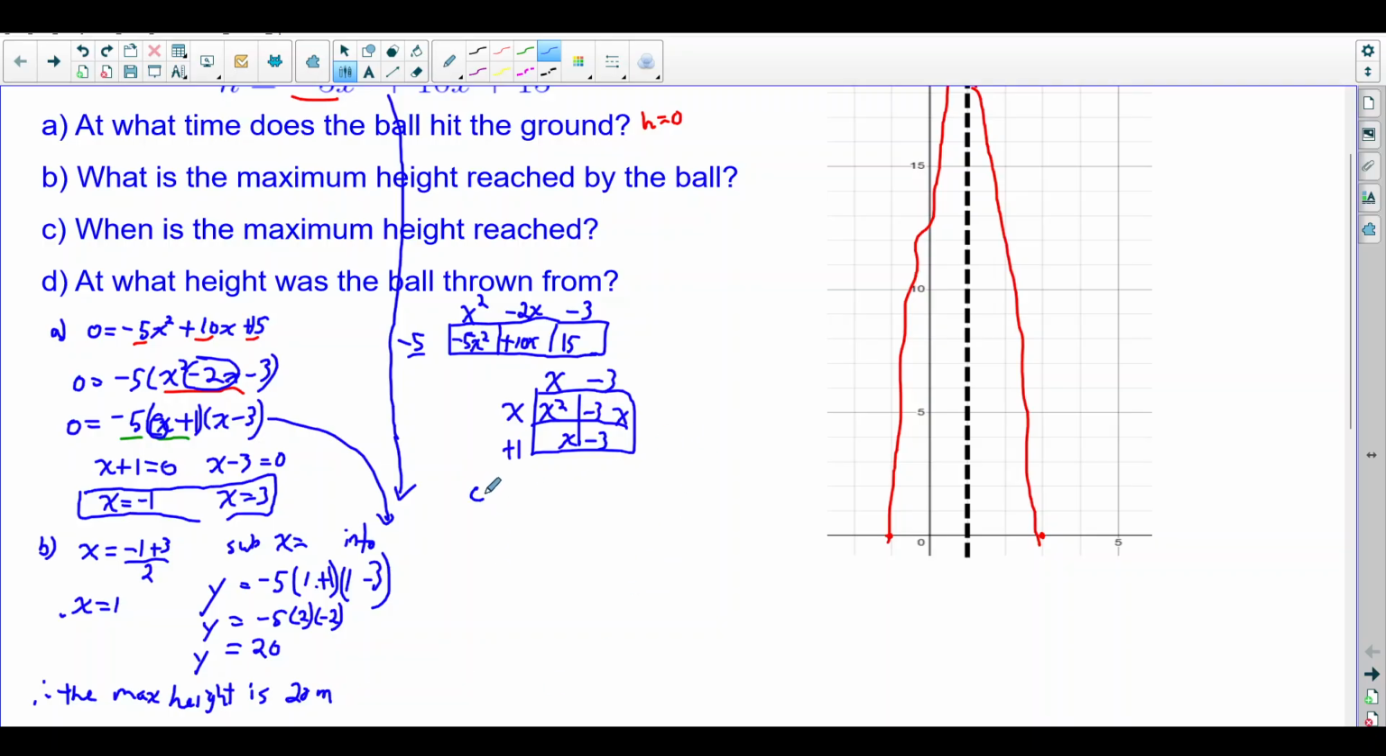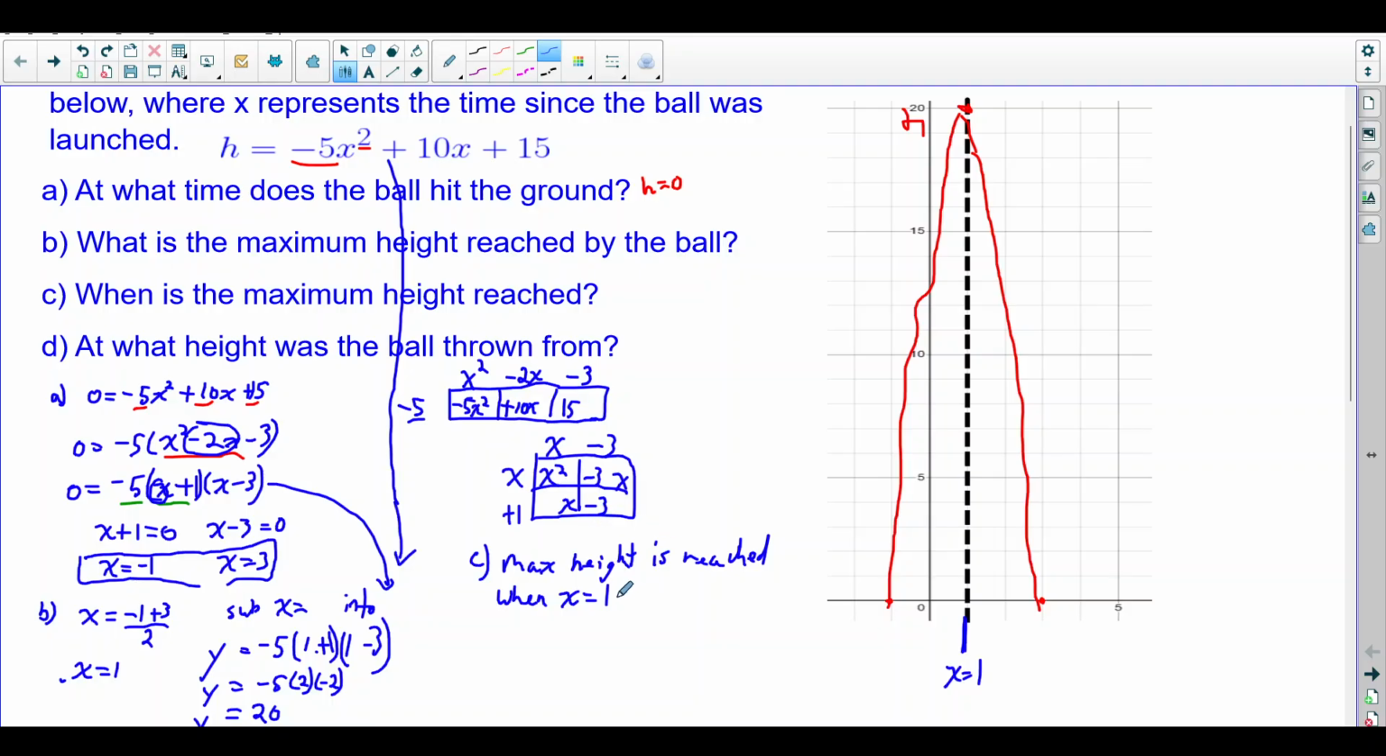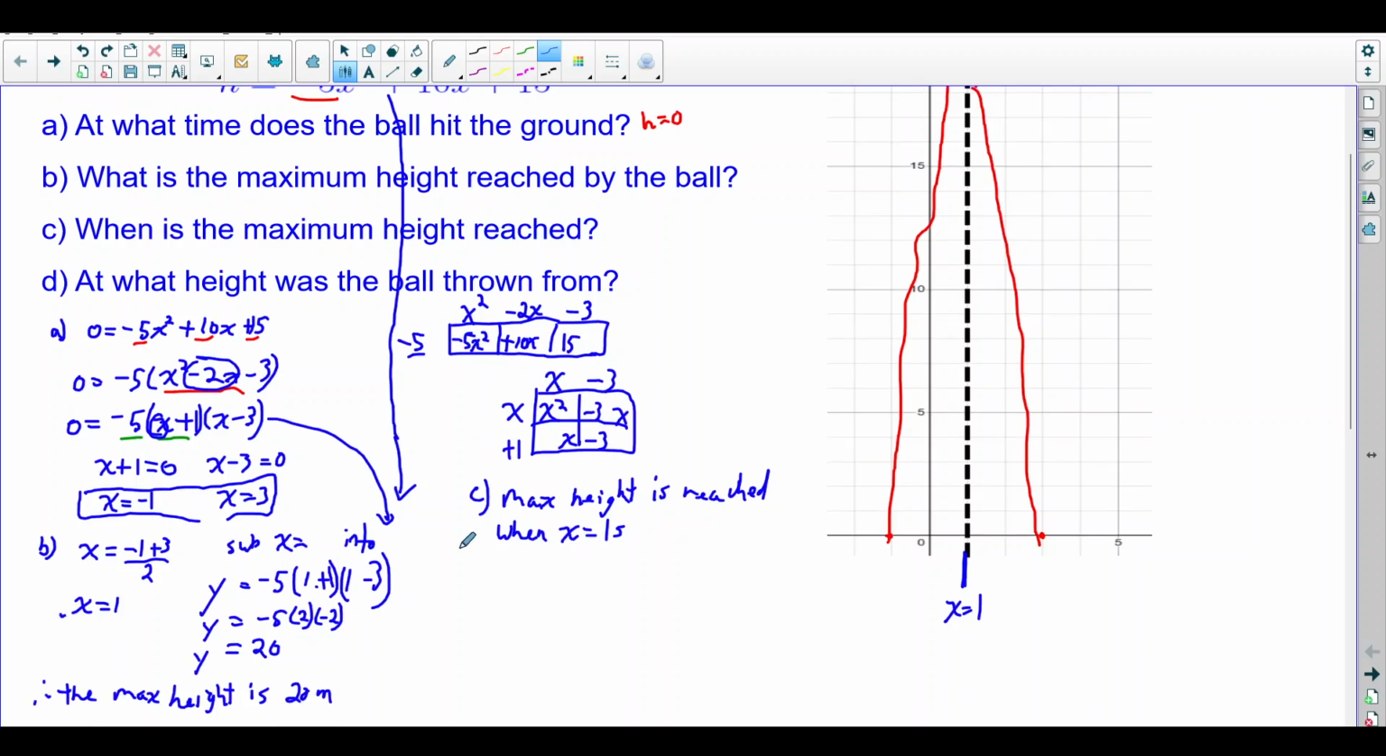Part C is asking when is that height reached? Well, that's the time, that's this value right here, and that happened when x equals 1. So maximum height reached at x equals 1. So after 1 second. And then the next question, at what height was the ball thrown from?